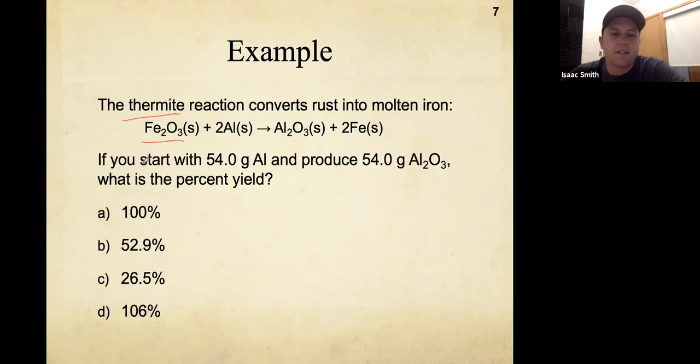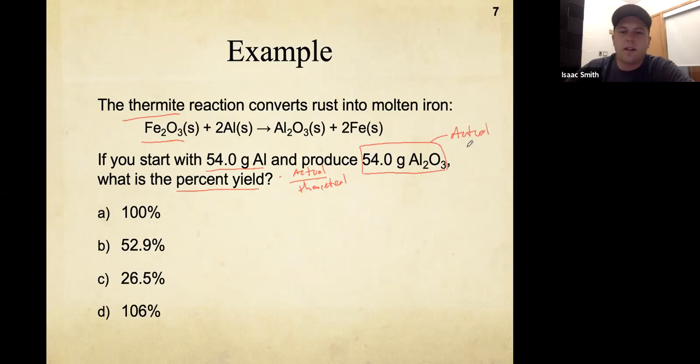So the question we have here says, if you start with 54 grams of aluminum and produce 54 grams of aluminum oxide, what's the percent yield? Okay, so again, for percent yield, we're going to need the actual divided by the theoretical, okay? Our actual is this right here. It tells us that we produced 54 grams, so that's our actual. And we're starting with 54 grams of aluminum, so we can calculate what we should theoretically get starting with 54 grams of aluminum, and that's just doing one of those mass calculations, okay?